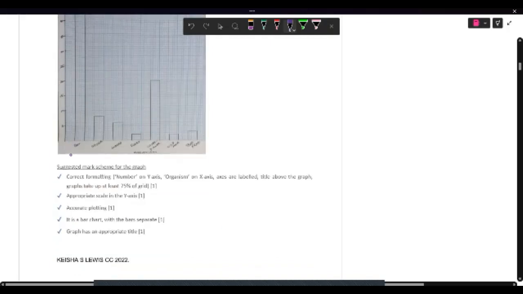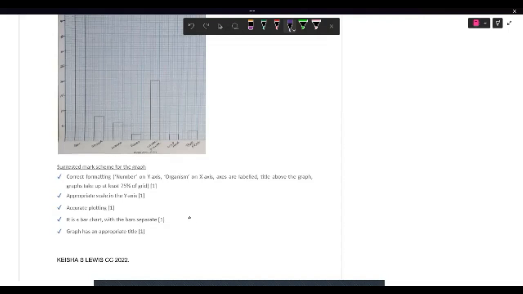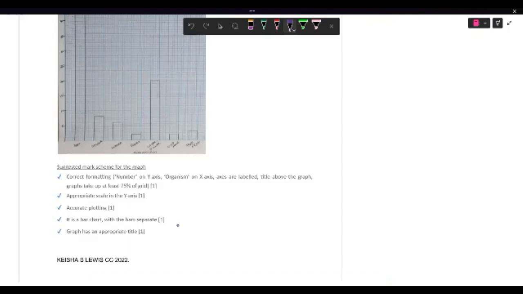And we have our suggested mark scheme. It's worth 5 marks. So this is how the 5 marks would be distributed. Notice correct formatting includes the titles and the axes and the fact that the axes are labeled, plus a title above the graph, plus the graph taking up about 75% of the grid provided. So if you miss any one of those, you lose the mark. So if you have the title, but the title is wrong or the graph is too small, you lose the entire mark, okay? The rest of it, appropriate scale, right?